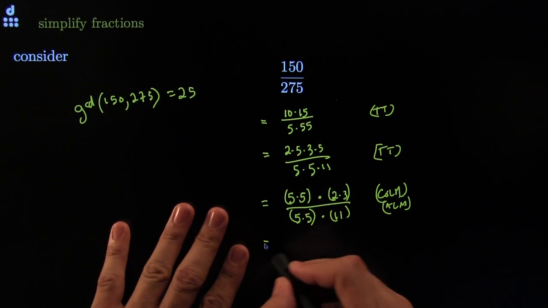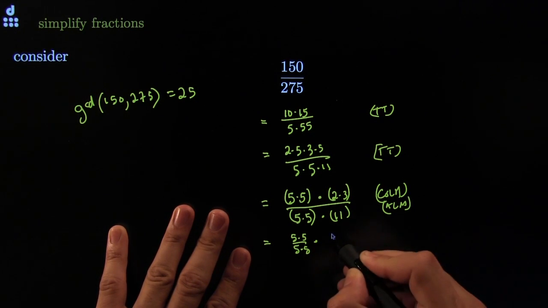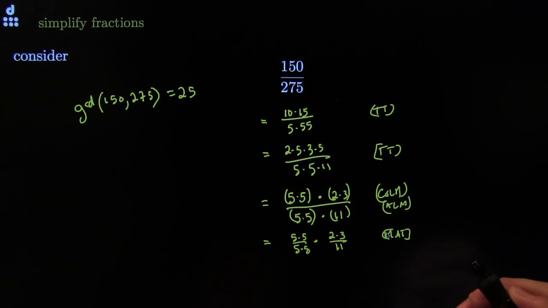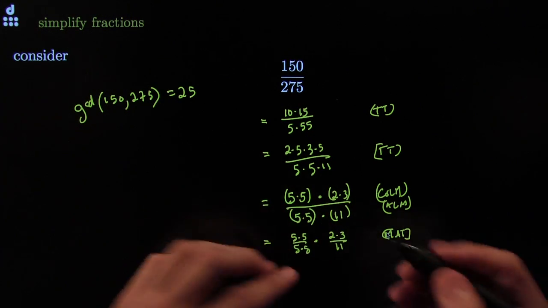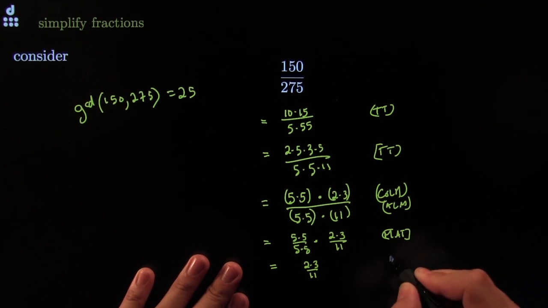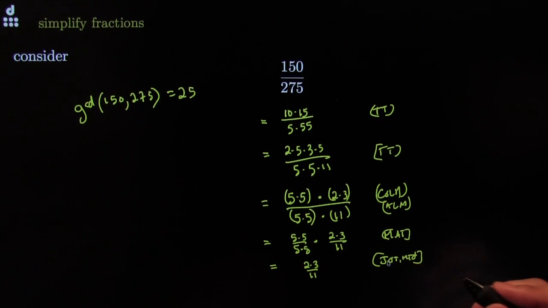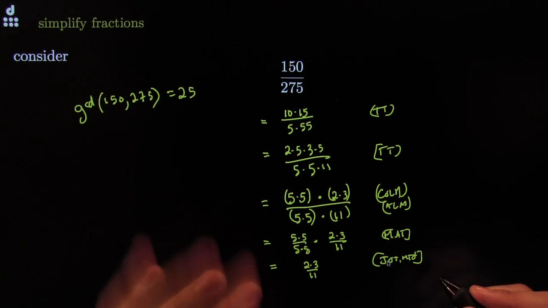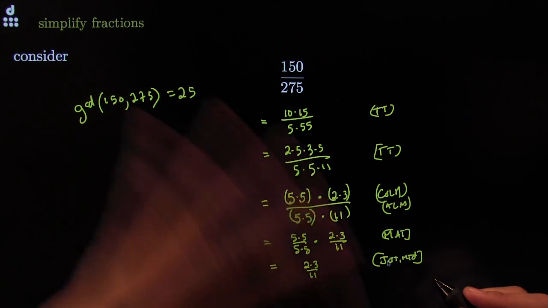Alright, let's continue here. So this becomes 5 times 5 over 5 times 5, times 2 times 3 over 11. And that's by multiply cross theorem. This is what allows you to separate. This becomes just 2 times 3 over 11. This is by JOT and MID. That stuff is gone. Yippee-ki-yay. This is called simplifying a fraction elegantly. It's so powerful. It not only works for regular numbers, but it works for every fraction that you will ever do in your entire life.